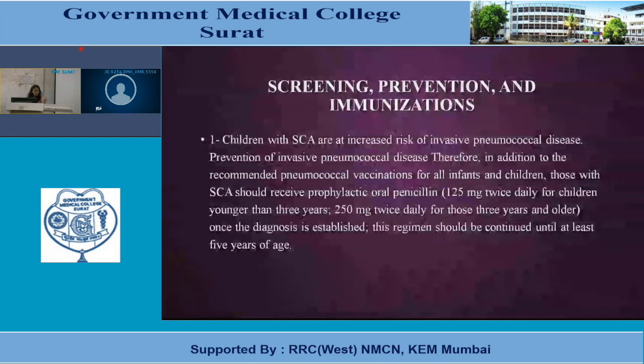So with pneumococcal vaccines we can prevent pneumococcal infection, and if the baby is less than 5 years, then we can give penicillin prophylaxis. If the baby is aged less than 3 years, then we give 125 mg BD, and if 3 to 5 years, we can give 250 mg BD. Okay, so for pneumococcal there is a pneumococcal vaccine, Prevnar, and penicillin prophylaxis up to 5 years of age.